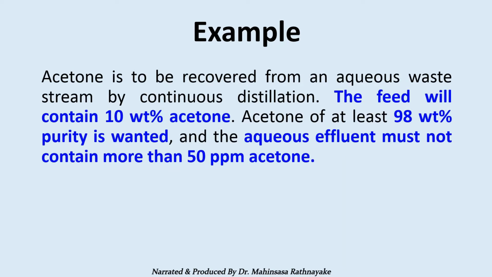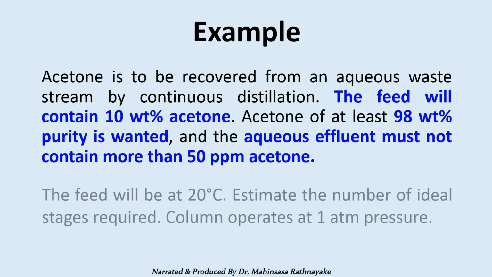Acetone is to be recovered from an aqueous waste stream by continuous distillation. The feed will contain 10 weight % acetone. Acetone of at least 98% purity is wanted, and the aqueous effluent must not contain more than 50 ppm acetone. The feed will be at 20 degrees Celsius. Estimate the number of ideal stages required. The column operates at 1 atm pressure.